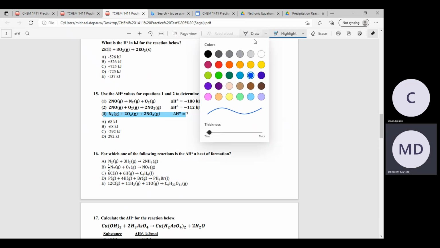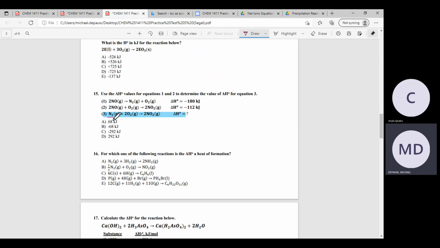So what I like to do is separate this by focusing on one substance at a time. In the overall equation, I have N2 here, okay? There's N2, there's O2, and then there's NO2. So I'll first look at the N2 and say, which one of these equations, 1 or 2, has nitrogen in it, N2? The first one. And that's the only place you see the N2, right? So all the N2 in the overall equation has to come from that first equation.